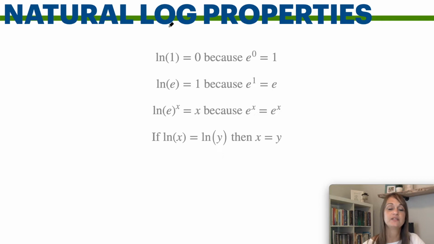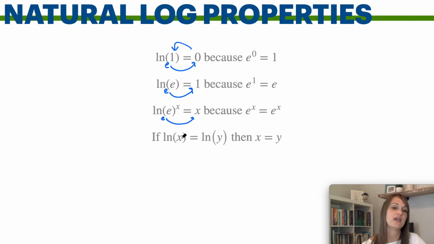So natural log properties are very, very similar to the log properties. The natural log of 1 is 0 because e raised to the 0 power equals 1, because any number to the 0 power is 1. The natural log of e is 1 because the base is e, so e raised to the 1 equals e. The natural log of e raised to the x is x because e raised to the x is going to equal e to the x.